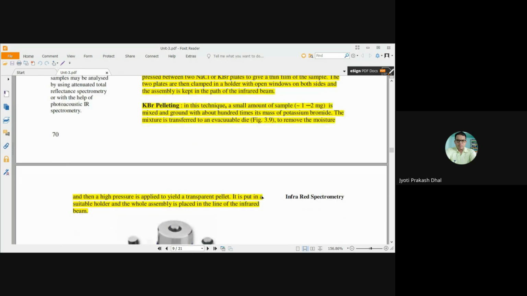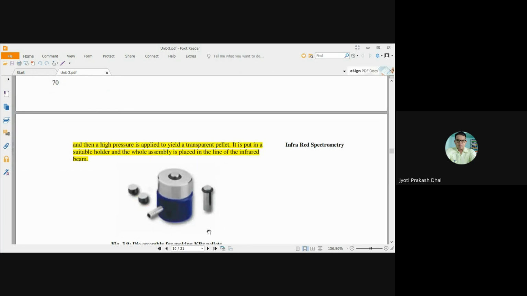The next technique for solid substances is KBr pelleting. In this technique, a small amount of the sample, around 1 to 2 milligrams, is mixed and ground with about 100 times its mass of potassium bromide, and the mixture is transferred into an evacuated die. So this is the die. That means you have to make a thin, transparent pellet, and that thin transparent pellet will be placed in the window where the infrared will pass.